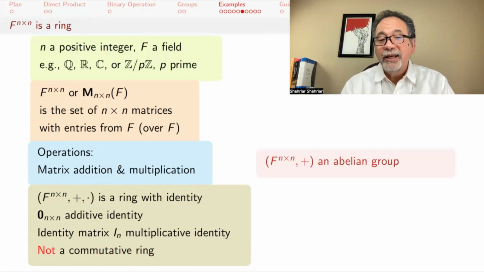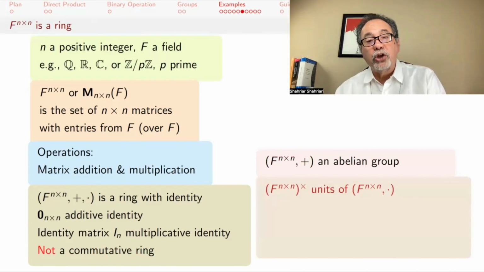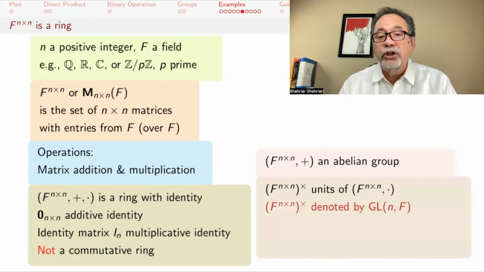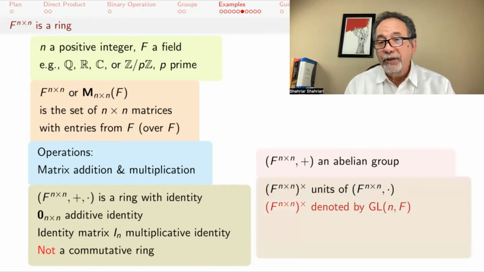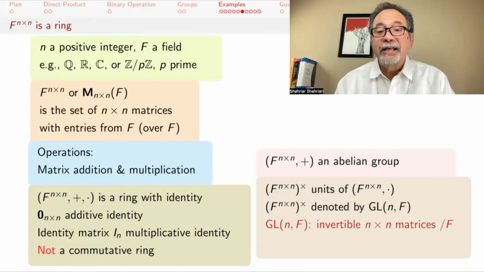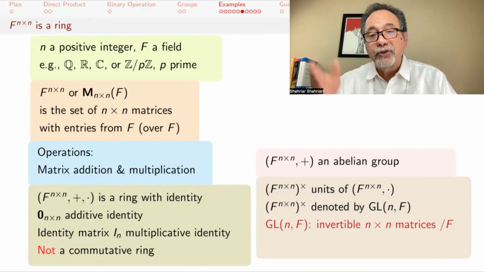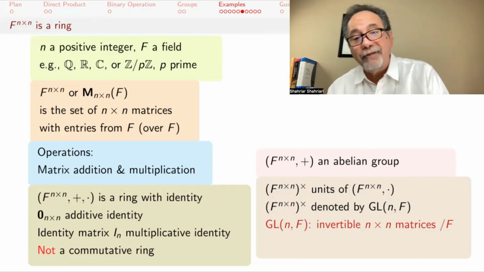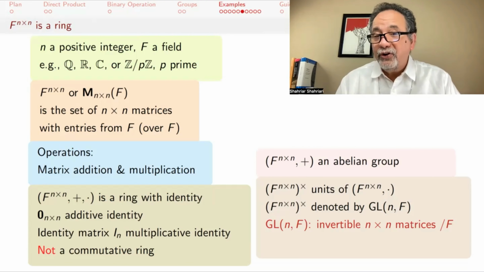Because this is a ring, the set of matrices with plus is an abelian group, and we can also look at the units. Which matrices are invertible? Which matrices have an inverse? That set is denoted by GL_n(F), and I have a whole video on the general linear group. GL_n(F) is the invertible n by n matrices over F. Sometimes instead of over F, we just put /F, but we read that as invertible n by n matrices over F, and that means n by n matrices that are invertible, but the entries are from this field F.